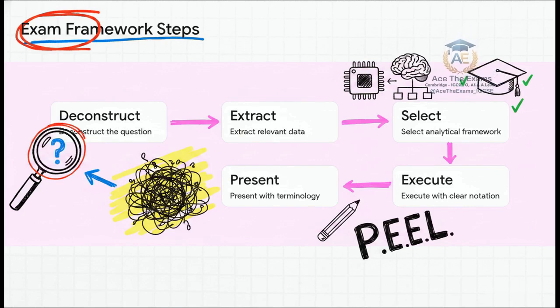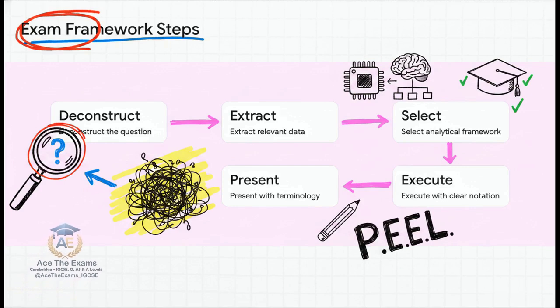Let's actually do a live transformation together right now. Let's look at Sam's original rushed answer for a question asking to explain the need for primary memory. Sam wrote, "The computer needs RAM to hold data so the CPU can use it. ROM is for booting." Okay, that gets maybe 1 mark out of 4. Let's apply our 5 steps in the Peel framework to fix it. We deconstruct. The command word is explain. We extract the context. We select Peel.